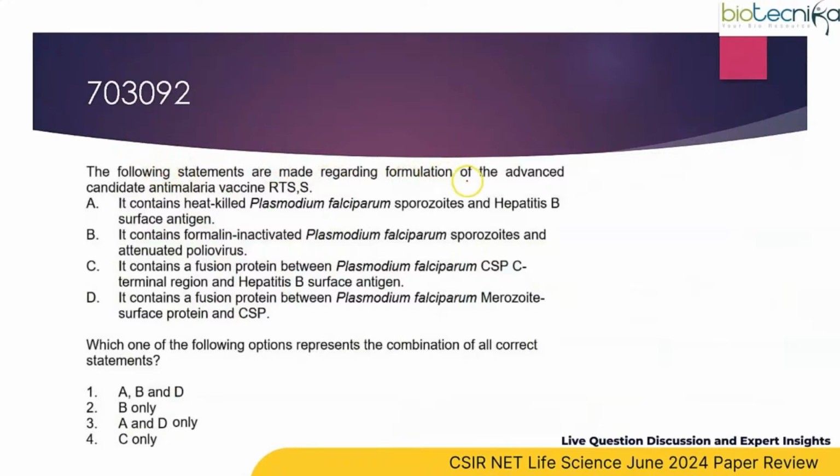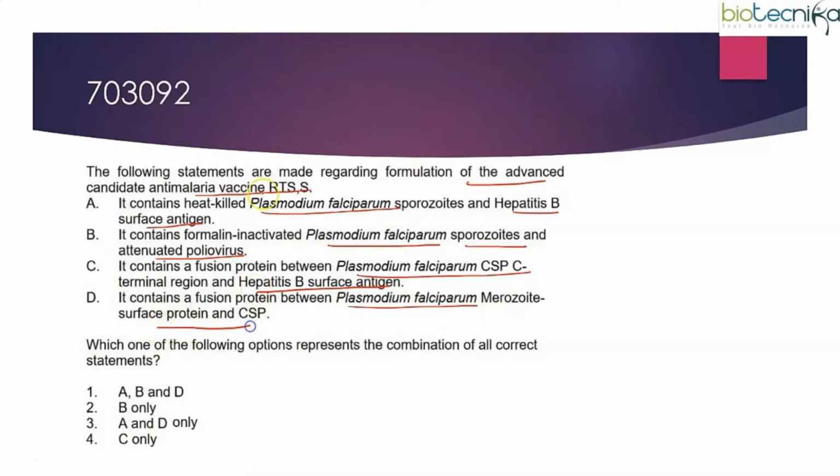The following statements are made regarding formulation of advanced candidate anti-malaria vaccine, RTS. This is from vaccines. A, it contains heat-killed Plasmodium falciparum sporozoites and hepatitis B surface antigen. B, it contains formalin inactivated Plasmodium falciparum sporozoites and attenuated poliovirus. C, it contains a fusion protein between Plasmodium falciparum CSP C-terminal region and hepatitis B surface antigen. D, it contains a fusion protein between Plasmodium falciparum merozoite surface protein and CSP. Now this is from immunology.